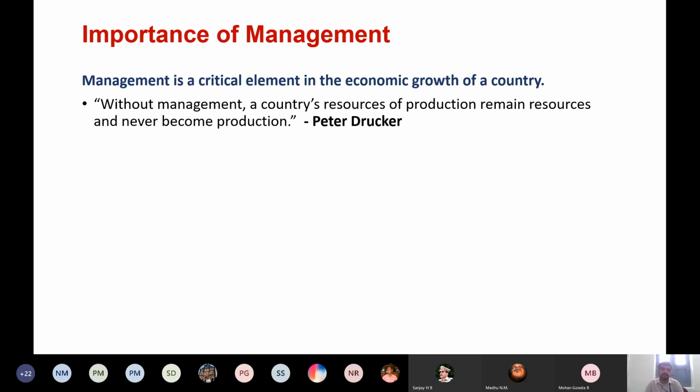Rohini. Sir. Read this statement and interpret. What does this convey? Without management, the country's resources of production remain resources and never become production. What does this mean? Without proper management, the country's resources will remain as resources. Again, you are reading the sentence as it is. What is the meaning?